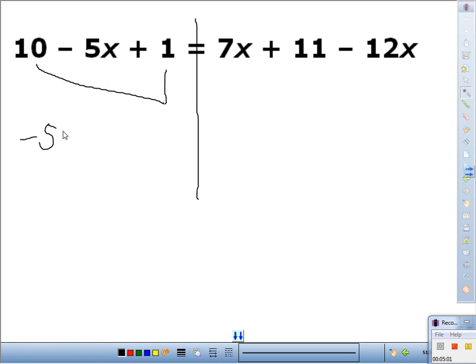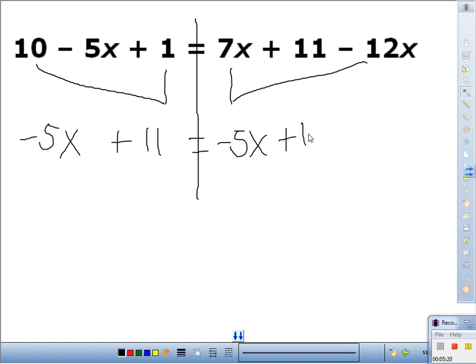So I'm going to write negative 5x. What is 10 plus 1? That's 11. I'm done with the left side. Go to the right side. Can I combine anything on the right side? Yes, the 7 and the negative 12. What does that give me? Negative 5x, and I bring down the 11.